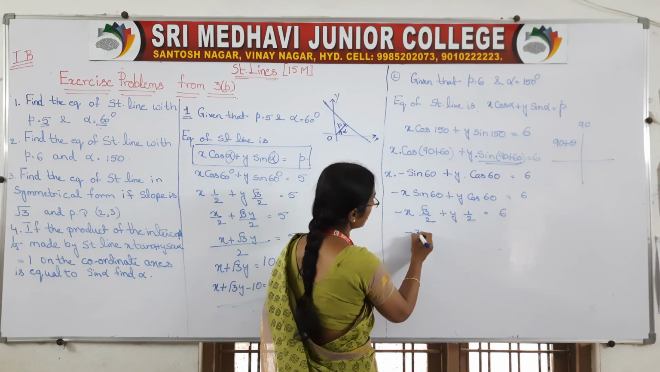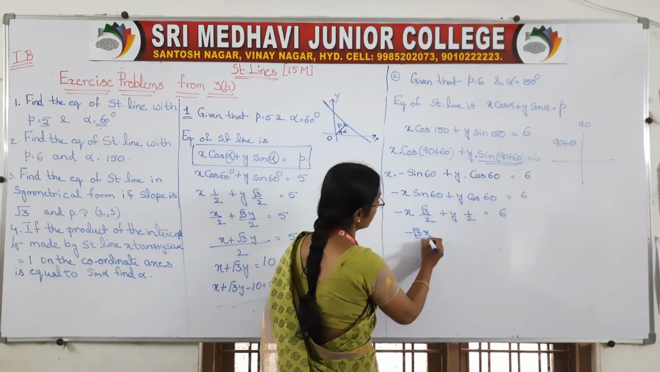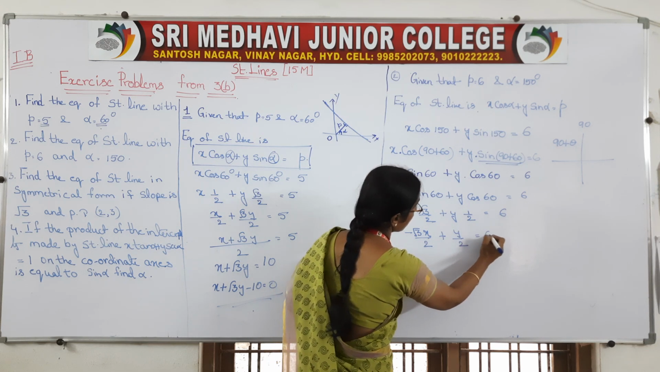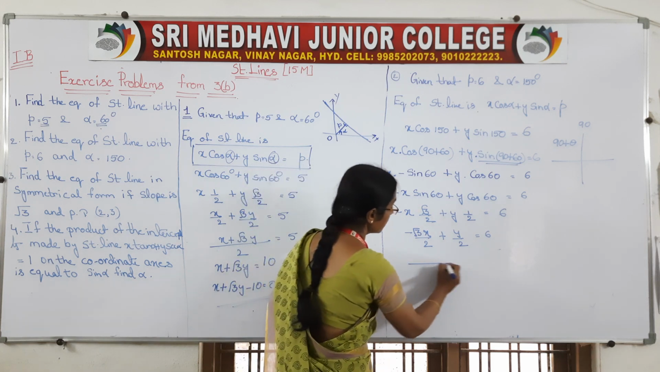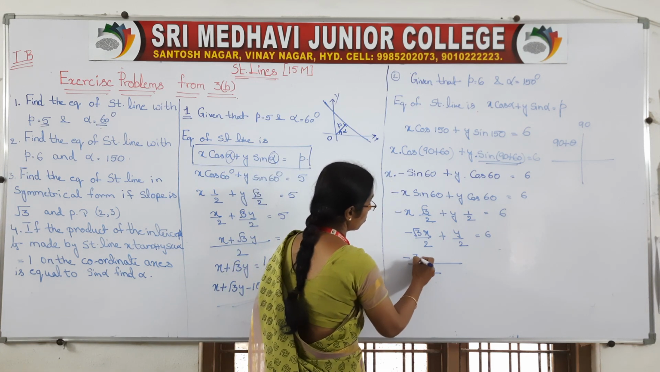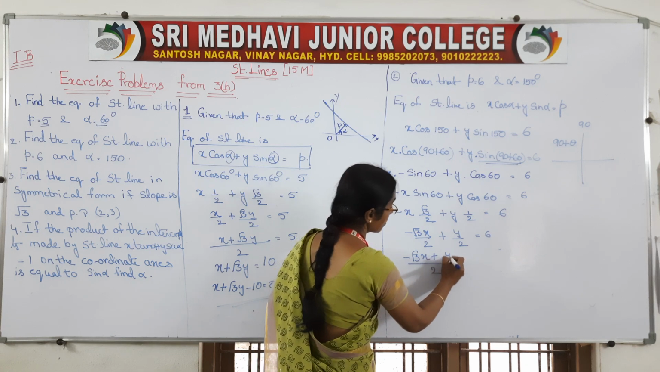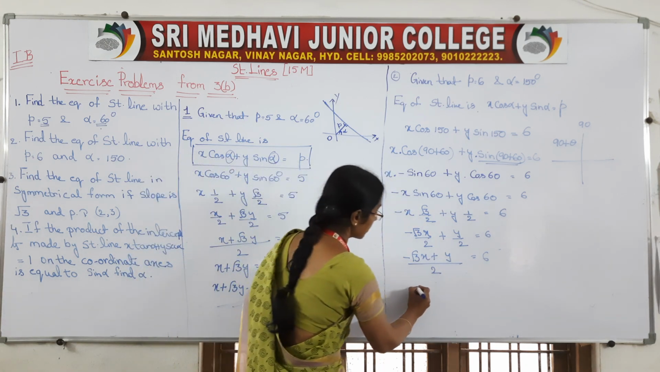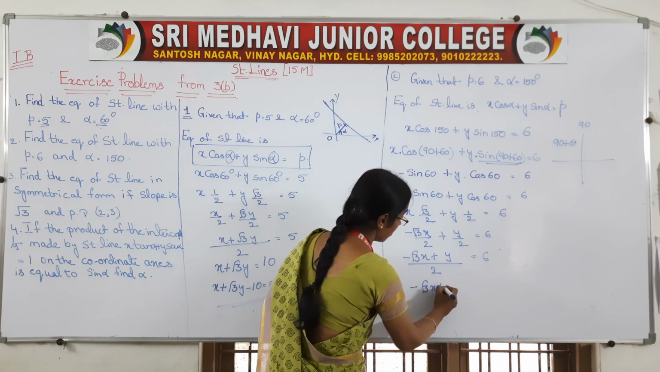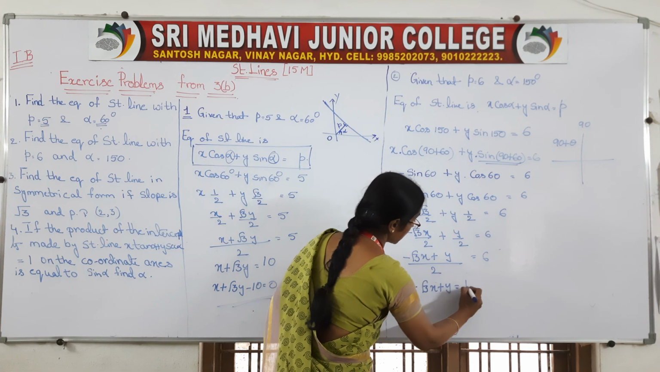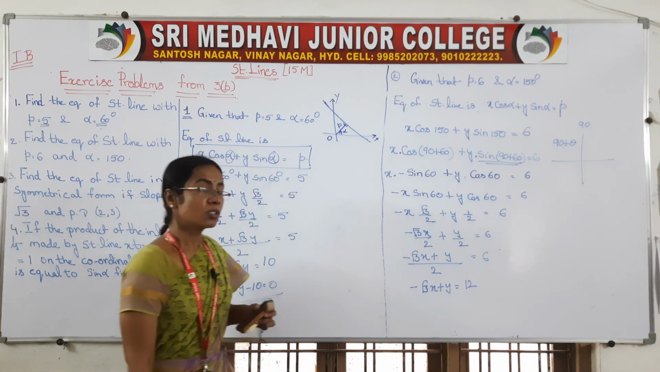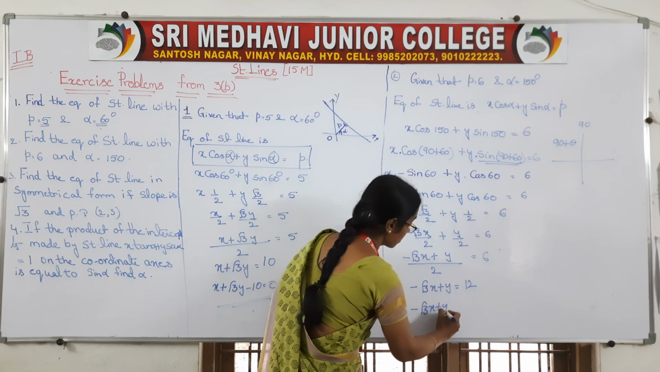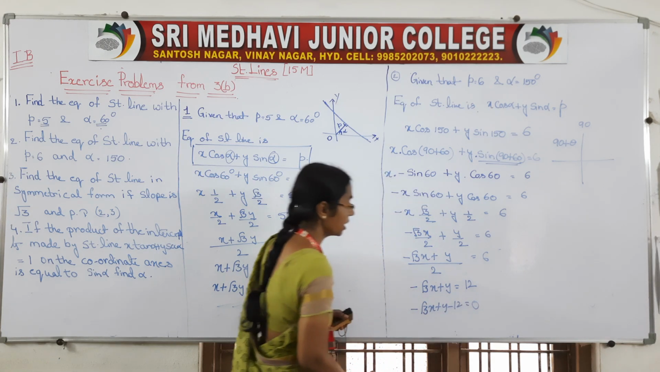Again the same thing, first we write the constant, then the variable, and this is y by 2 is equal to 6. Take the LCM, LCM is 2, so minus root 3x plus y is equal to 6 into 2, that is 12. Send this to the other side, minus root 3x plus y is equal to 12. So bring the 12 to this side, minus root 3x plus y minus 12 is equal to 0.